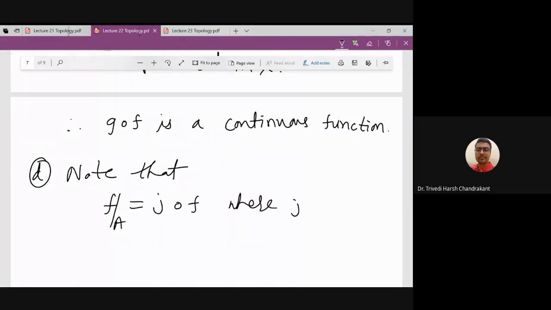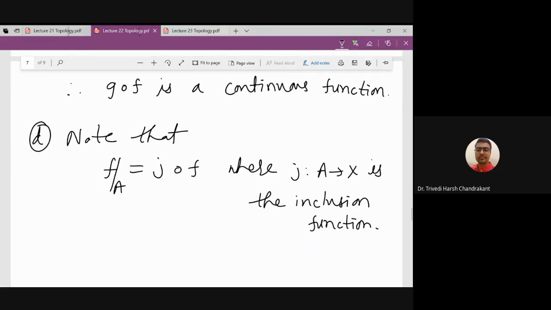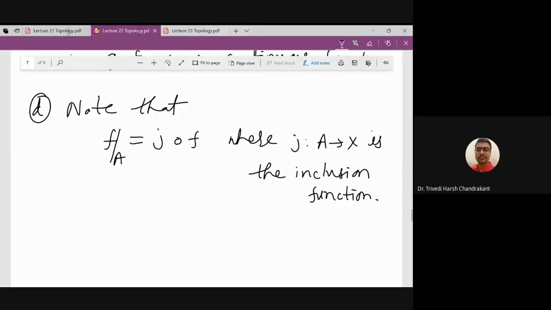where j from A to X is the inclusion function. Inclusion means whenever A is a subset or subspace of X, I can consider A as a subset of X as a function using j. That j composed with f gives us this function. And we know that f is a continuous function, that is given, and j is also a continuous function. So by using C part, this function is also continuous.